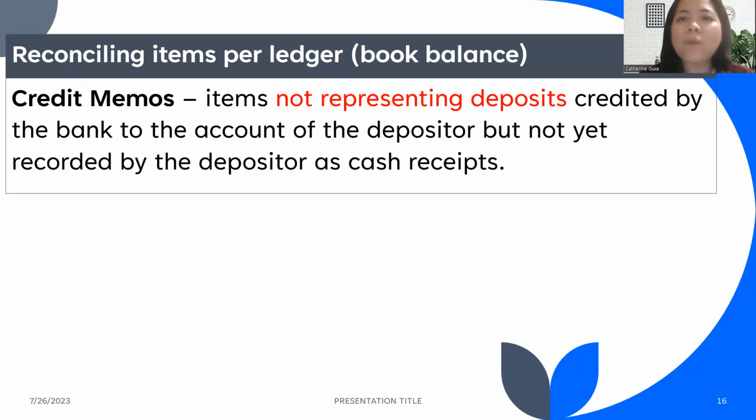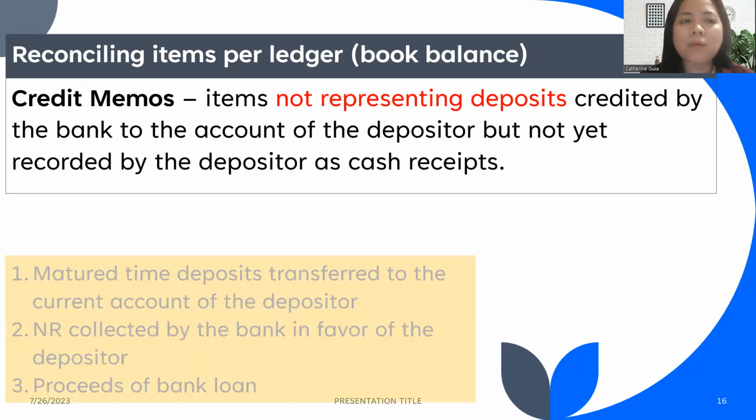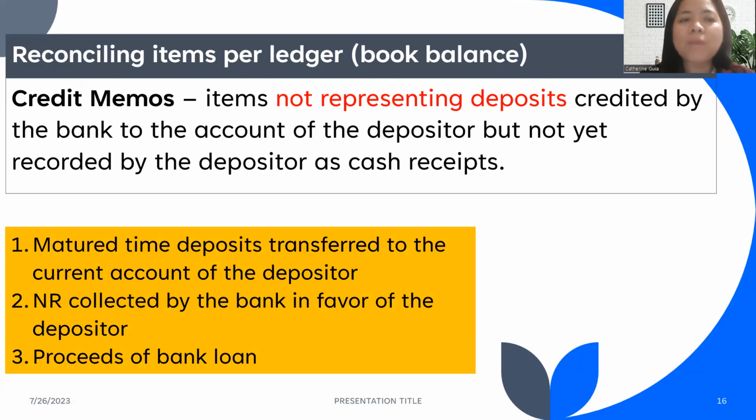These are items representing deposits credited by the bank to the account of the depositor but not yet recorded by the depositor as cash receipts. And what are the examples of credit memos? So we have here matured time deposits transferred to the current account of the depositor. So let's say the term of the time deposit is 3 months, and after 3 months, the depositor gave an instruction to the bank that the matured time deposit should be deposited directly to their current account.